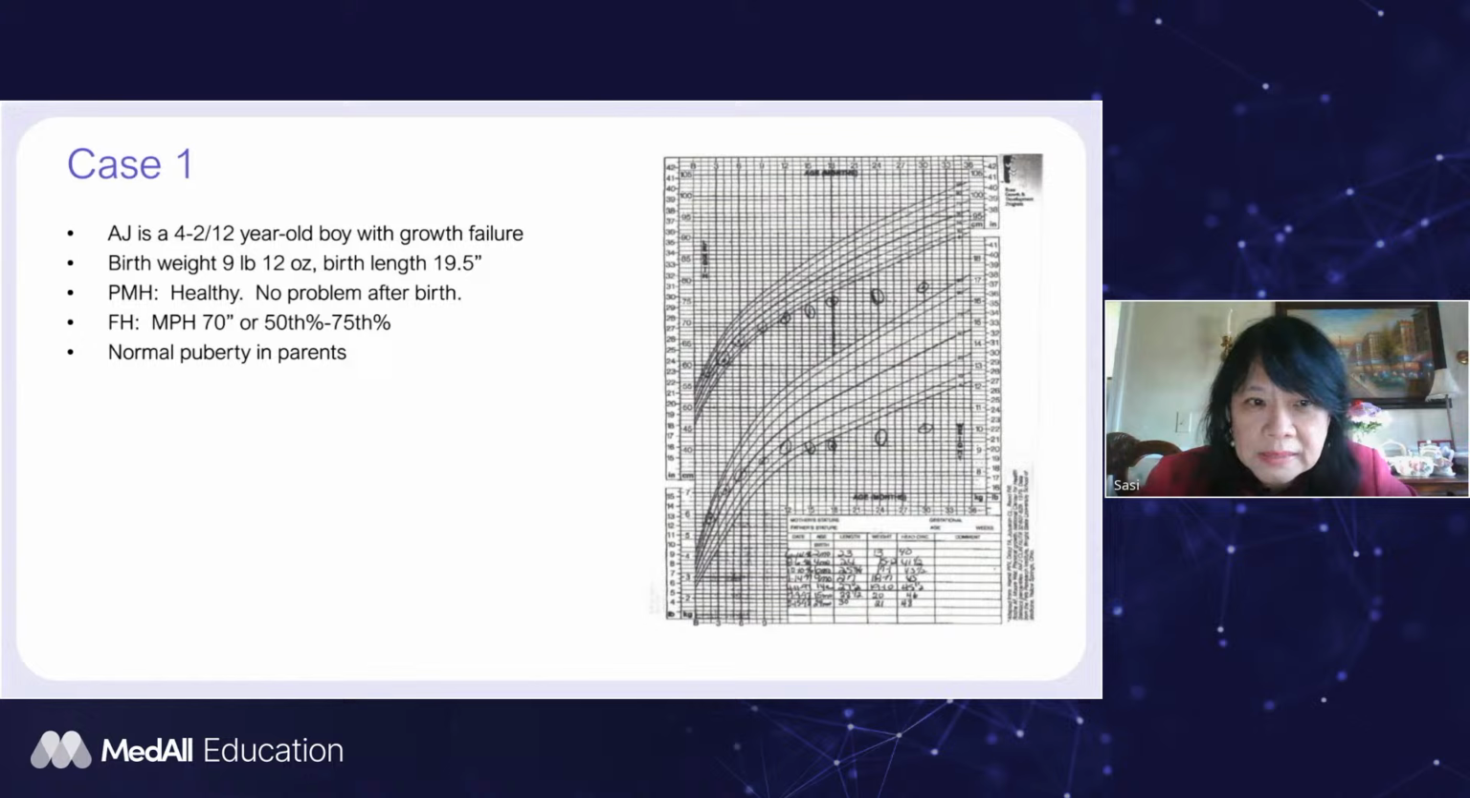His mid-parental height is 5'10", which is between 50th to 75th percentile. So you can see that his length plateaus, starting from age 12 months, just having no growth.